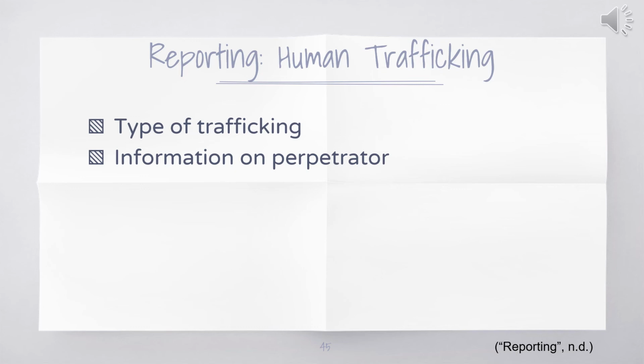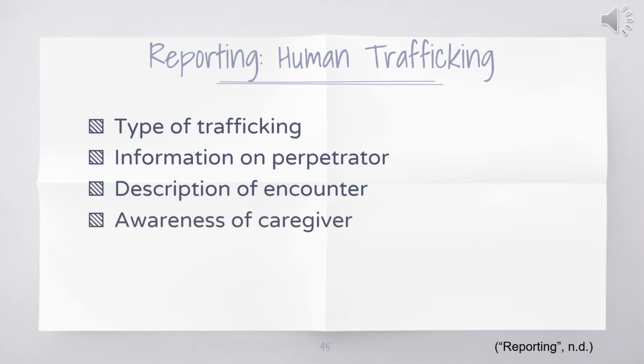Do they reside with the child? Describe the encounter with the child that led you to have concerns regarding trafficking. Is the parent or caregiver aware that the child is a victim of trafficking? What actions has the parent or caregiver taken to protect the child? Does the child know the whereabouts of their parent or caregiver?